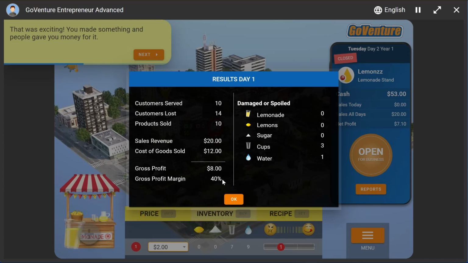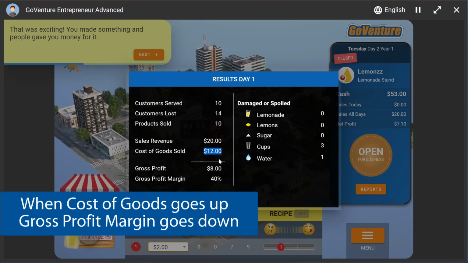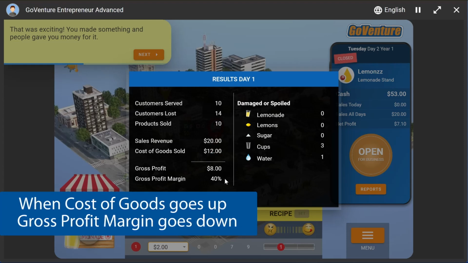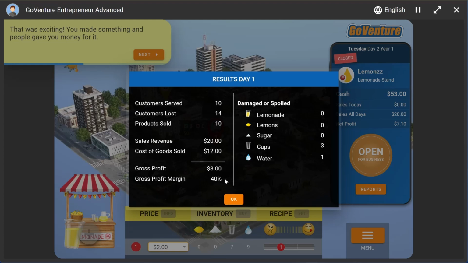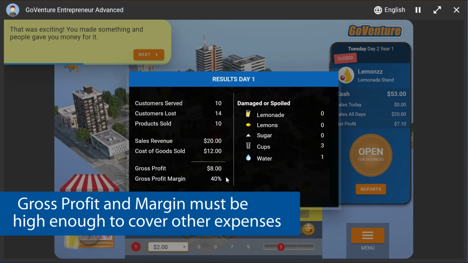Now in business, this is an important number because it tells you how profitable you are. For example, if your cost of goods goes up, then your gross profit margin goes down. The reason that's important is because there are other expenses in operating a business that are not reflected in this simple lemonade stand. We'll see it in the next level businesses. There are other expenses like our time, for example, our wages as owners of the business, or if we have to hire employees, or if we have other marketing expenses, they're not reflected in these numbers. So we have to make sure that our gross profit and our gross profit margin is high enough to cover all those other expenses. And we'll see that in the next level businesses.